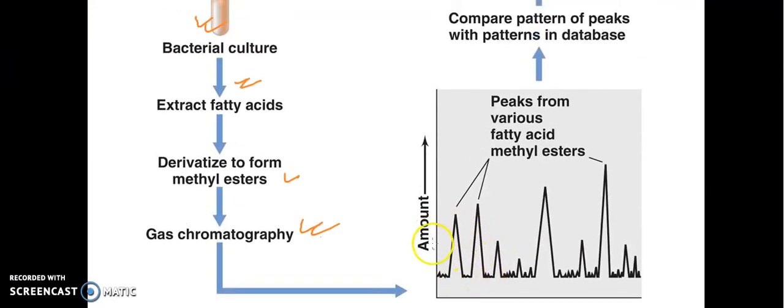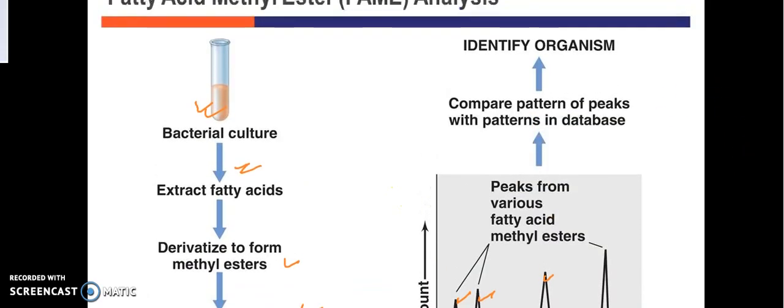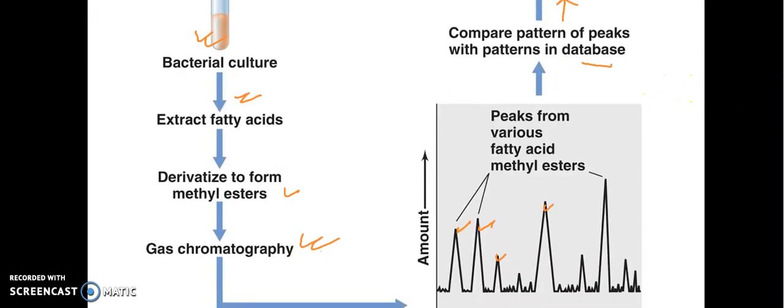The gas chromatography result comes like this. There are so many peaks on this graph, each indicating a particular type of fatty acid of that particular organism. This kind of graphs are already present in the database, and so this new data will be compared. Compare the pattern of peaks with the pattern in the database, and so you can identify the organism. So FAME has become nowadays a very important tool for bacterial taxonomy.